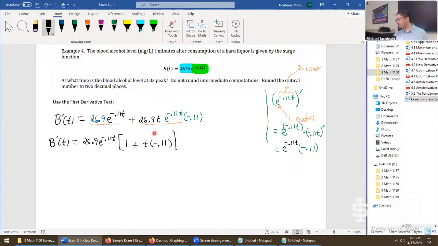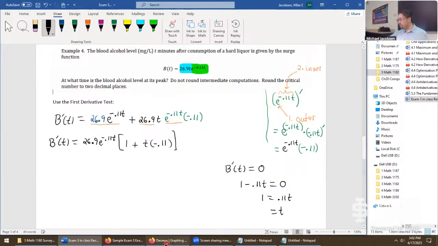Now, when we go over here and set b prime at t equal to 0, what that then implies is either this part is 0, but it's impossible because the exponential here is always positive for any input t whatsoever. The only way we get 0 is if this part goes to 0. So this means 1 minus 0.11t is 0 from that factor. And then now we can solve this really fast. 1 is equal to 0.11t positive.